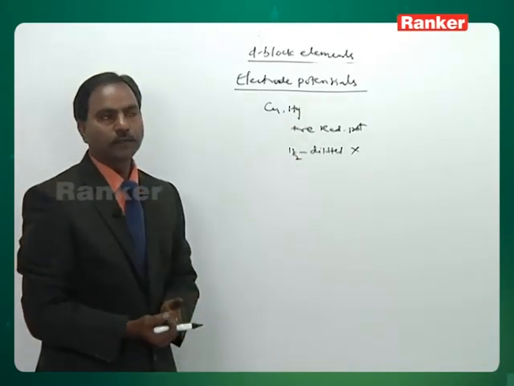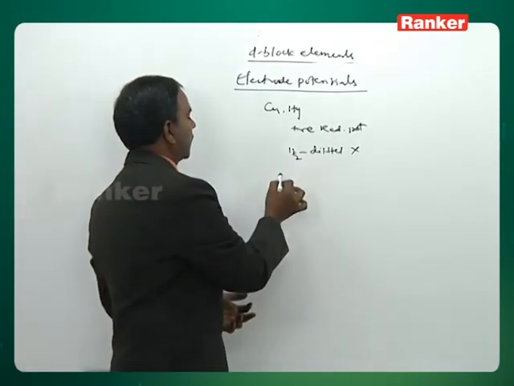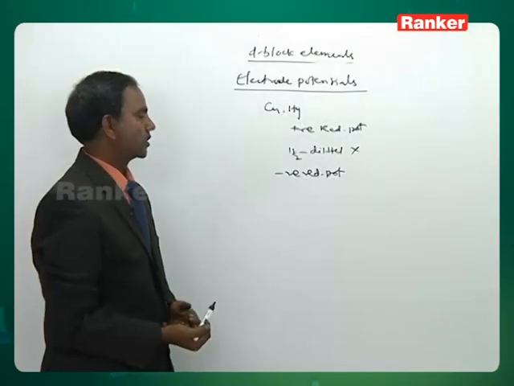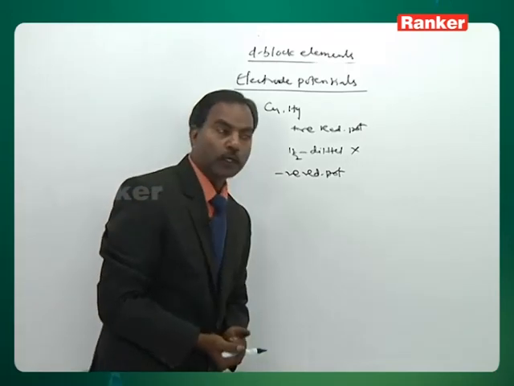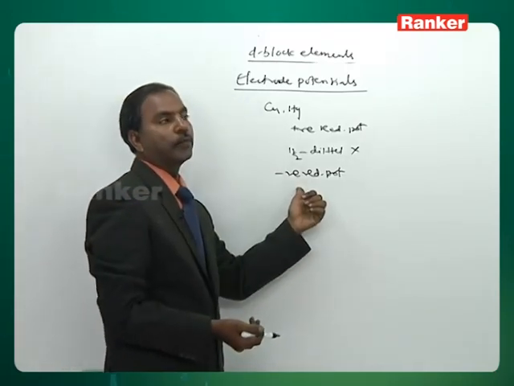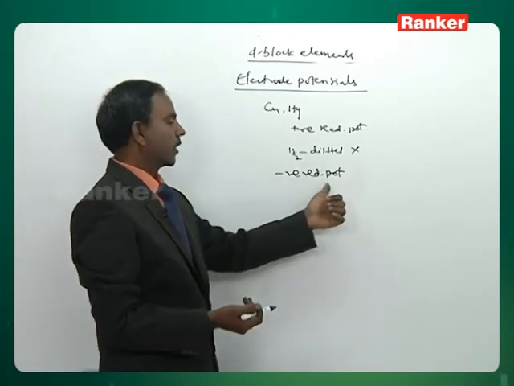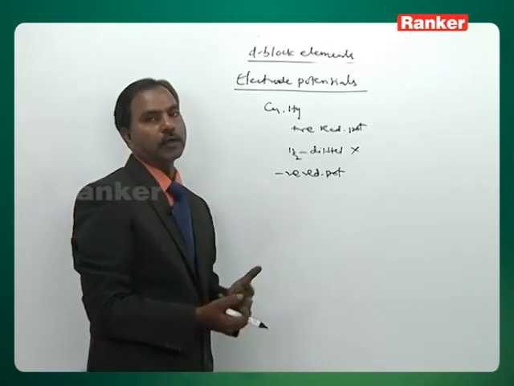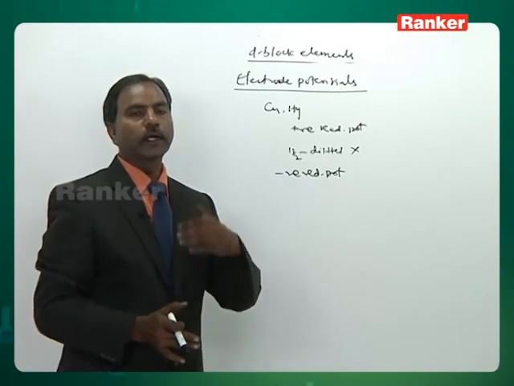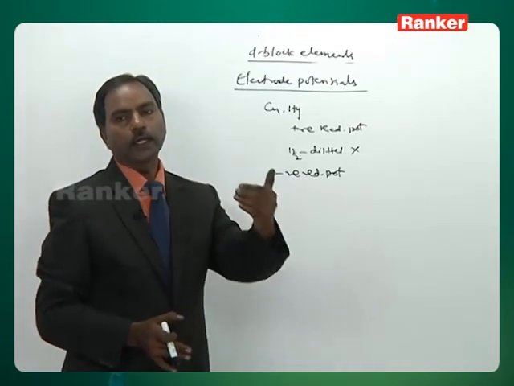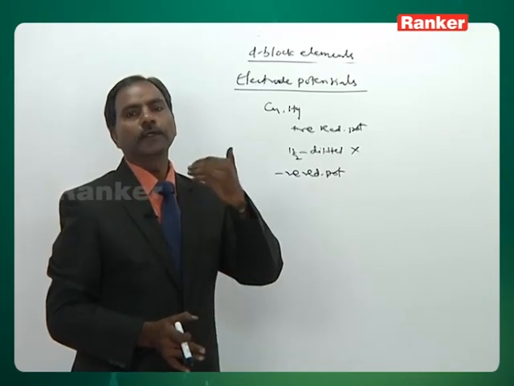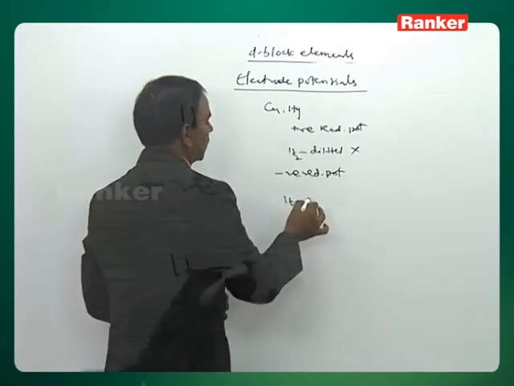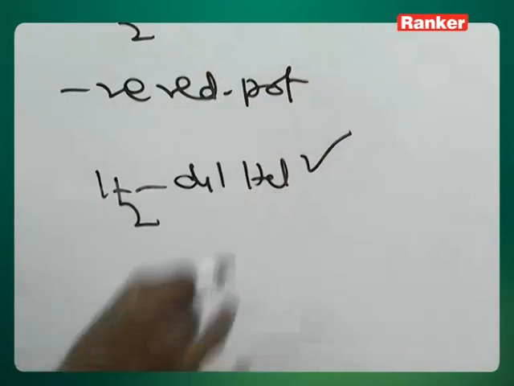Excluding these two elements, most of the d-block elements have negative reduction potentials. Once the reduction potential is negative, these elements are found above hydrogen in the electrochemical series. The elements having negative reduction potentials are above hydrogen, so they can easily liberate hydrogen gas from dilute acids.